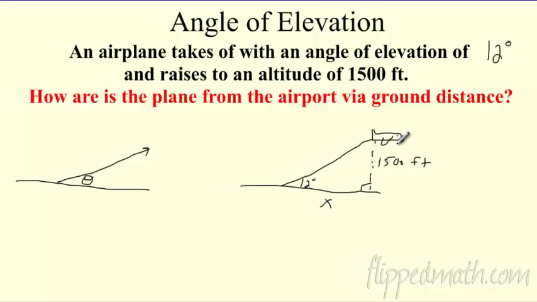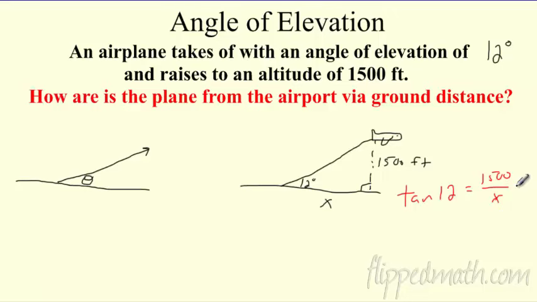When it gets to this altitude, how far is it from the airport, this ground distance here? Setting up is the hard part of these. Once you get the triangle, you should be good to go, but it's setting up the different things. So what trig function here? I believe we're looking at tangent. And what is tangent? Opposite over adjacent. So we're looking at 1,500 over x.